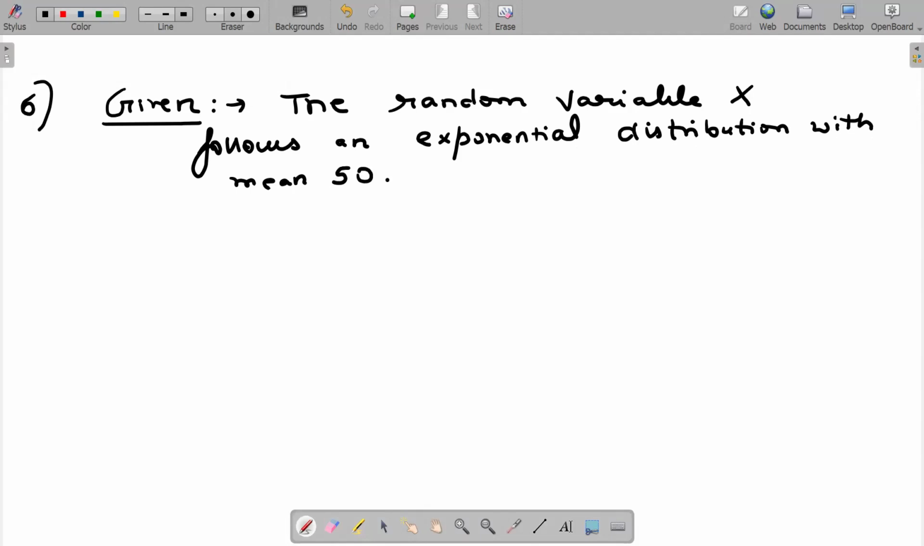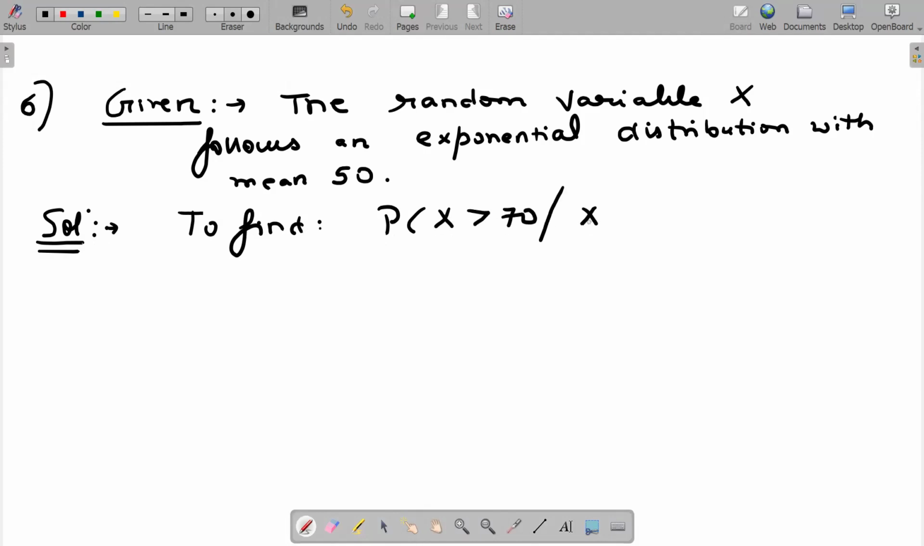Okay, so we all know the mean of the exponential distribution. If students recall, the mean of the exponential distribution is 1 over lambda. So what do I need to find out? I need to find the probability of x greater than 70 conditional on x greater than 60.